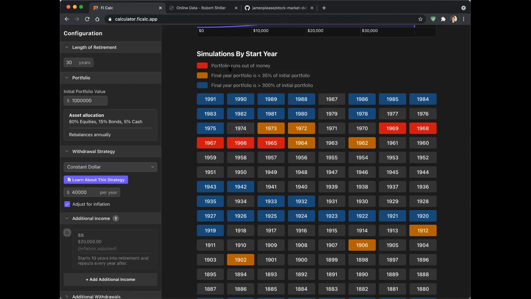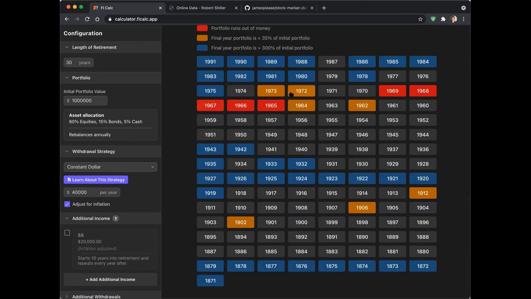A red year means it ran out of money entirely. These yellow or orange years mean it almost ran out of money. It's less than about a third. And then these blue years, that's when you end with a lot of money, over 300% of the initial portfolio. So just at a glance, you can see, okay, look at that. The 60s, the start of the 70s, that was a rough time. Maybe around the turn of the century was also a bit of a rough time. And then you can see that there were these more booming times in between those.